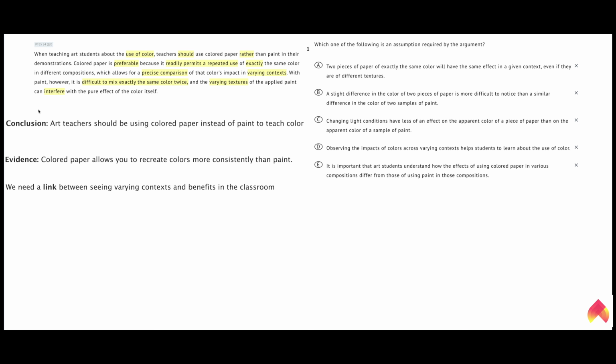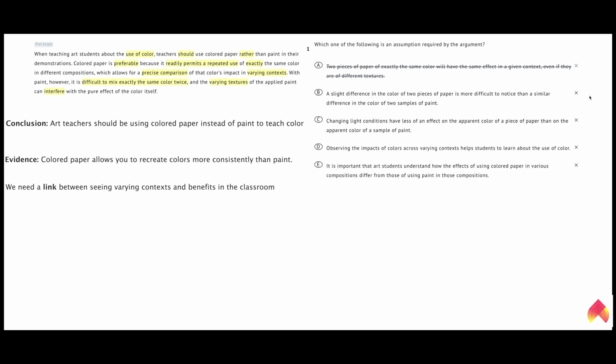Okay? So if we go into our answer choices, answer choice A says, 2 pieces of paper of exactly the same color will have the same effect in a given context, even if they are of different textures. Our argument never mentioned different textures. We know that paper can be different, right? You know, you have different printing processes, or you can get different brands of paper, something like that. But, you know, it's definitely possible that our 2 different pieces of paper can have the same texture. So answer choice A is out.